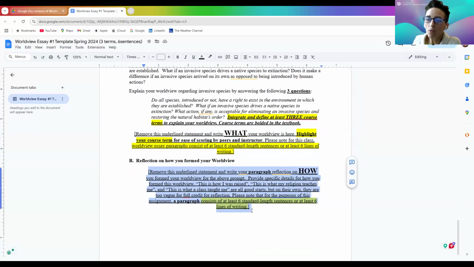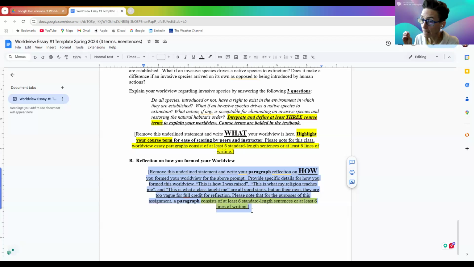The reflection is where you are telling your reader details about a life experience that formed your worldview. They need to be details, so that we understand how you got there. So you need to provide specific details. And I will tell you, this is how I was raised. This is what my religion teaches me. This is what a class taught me. This is what a book taught me. This is what I saw in a documentary.